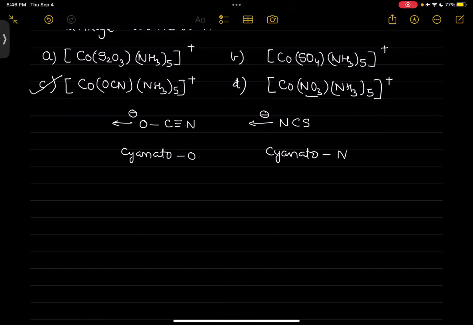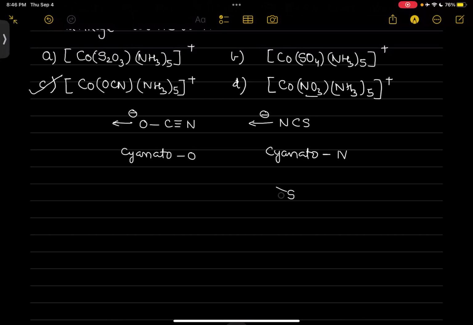Don't get confused between nitrate and nitrito. Is that clear? ONO and NO3 minus. In ONO, the nitrogen lone pair can give and O can give, right? Is it clear? Now, let's talk about thiosulfato and sulfato.